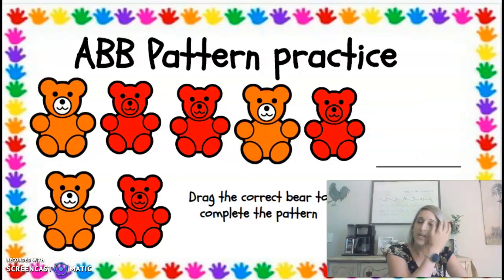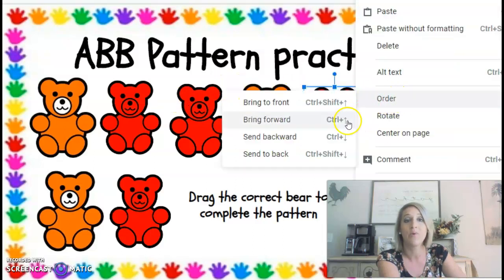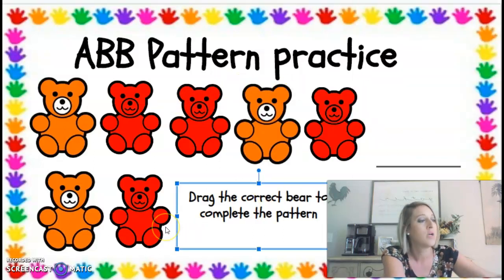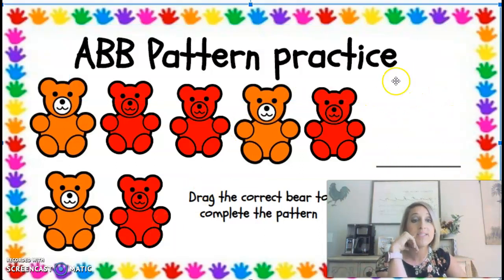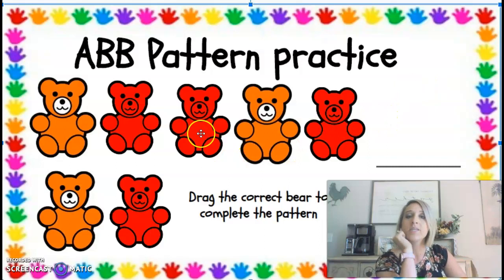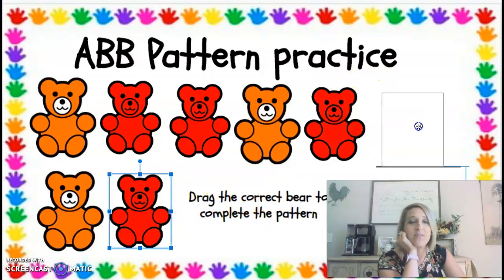I think you guys are getting it. All right, A-B-B. Remember, one and then two of the same. All right, orange, red, red, orange, red, and we need, goodness, I keep clicking that. And then we keep clicking, and then we need to find the missing bear, okay? So let's do it together. Orange, red, red, orange, red, red. Very good.